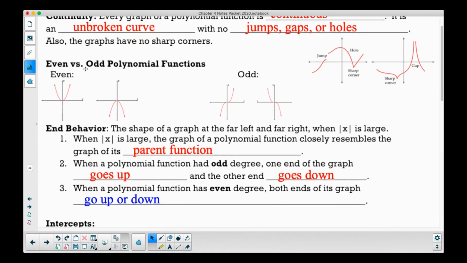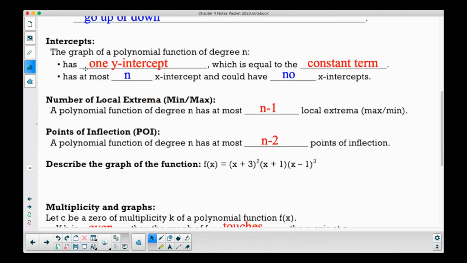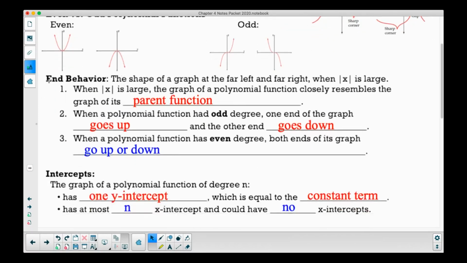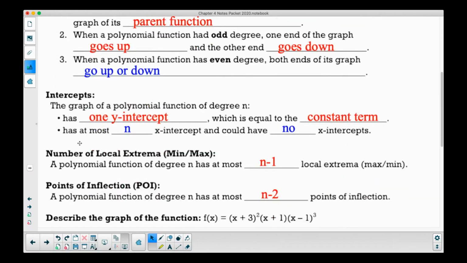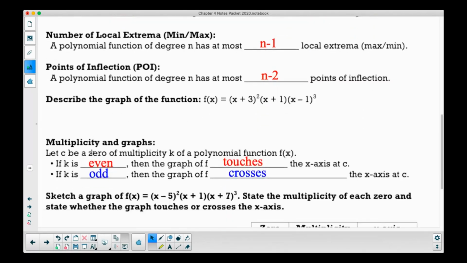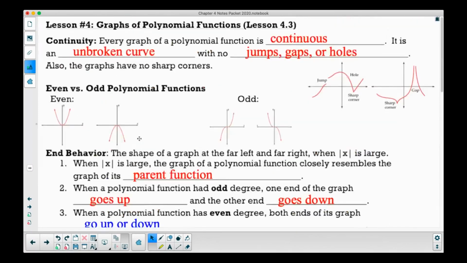All right, so polynomial functions can be described using many different categories: continuity, even versus odd, end behavior, intercepts, local extrema, points of inflection, and we can use their multiplicity to find things out about them too. So let's start with continuity.